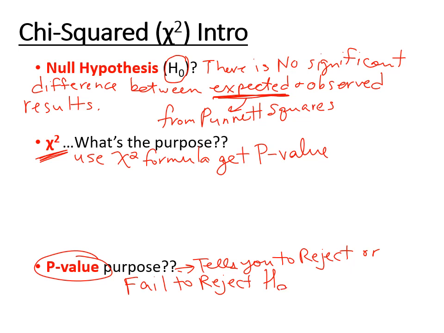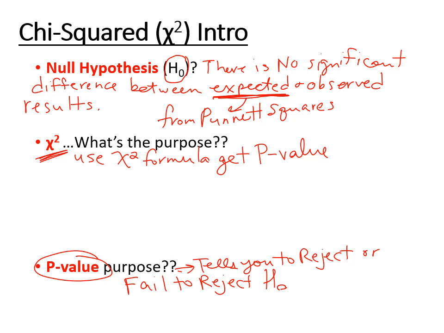Sorry, it reflexively wants to erase when you do that symbol with the touchscreen pen. So now notice the p-value that you obtain will tell you whether to reject or fail to reject the null hypothesis. What is it not telling you? The p-value will not tell you to accept the null hypothesis. We're just either rejecting or failing to reject that hypothesis.